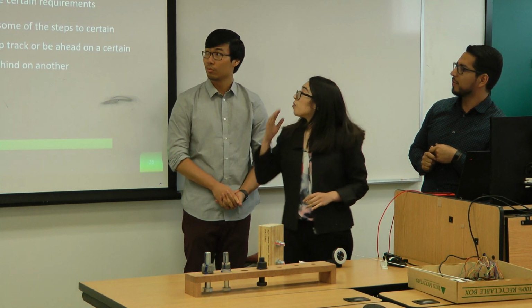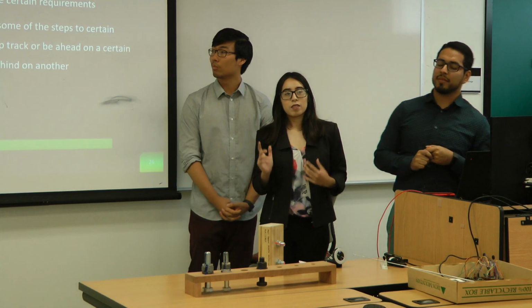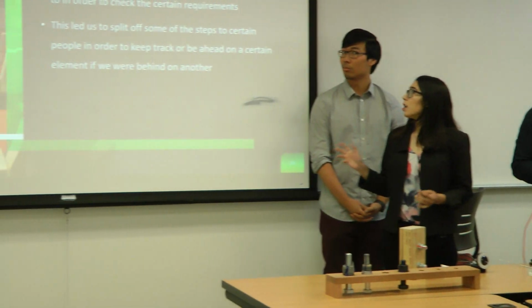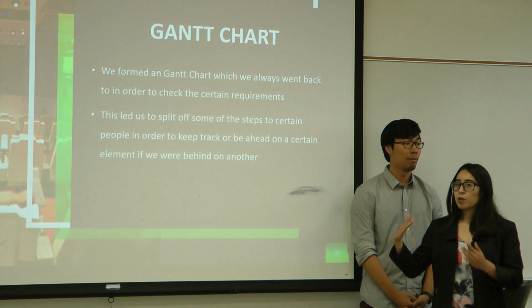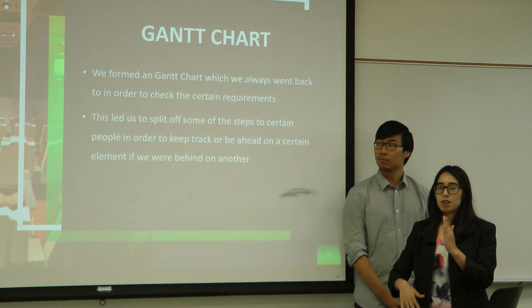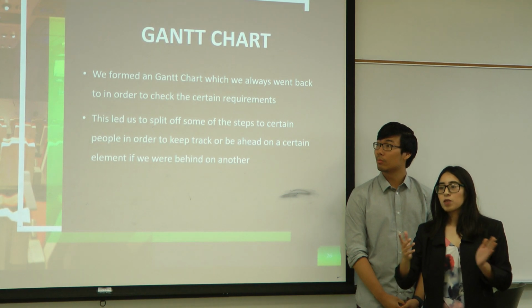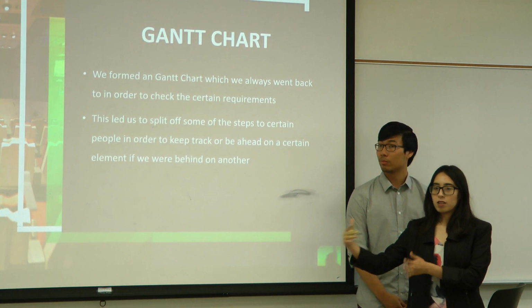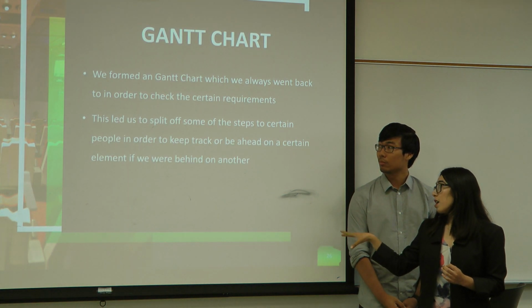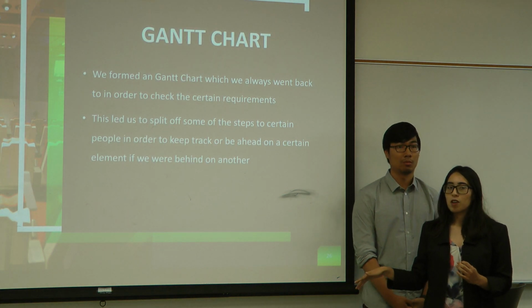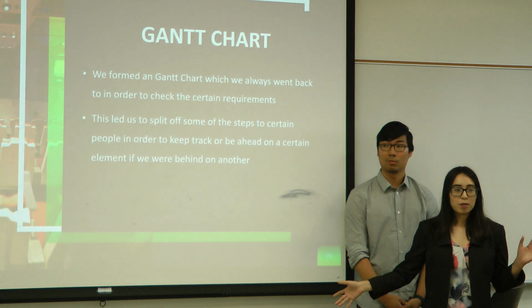So going on to scheduling and budget. First we started off, so Disney was really insistent when it comes to scheduling. They really wanted us to make a Gantt chart. So that's what we did. That way we were able to list what needed to be done. So first you do the bolt, then you do the torque stripe, then you have to do the processing and everything. But some steps were making us fall a little bit behind. So that's when we started splitting it up.